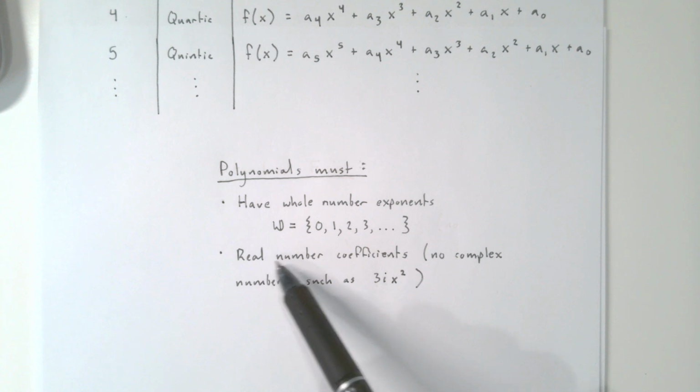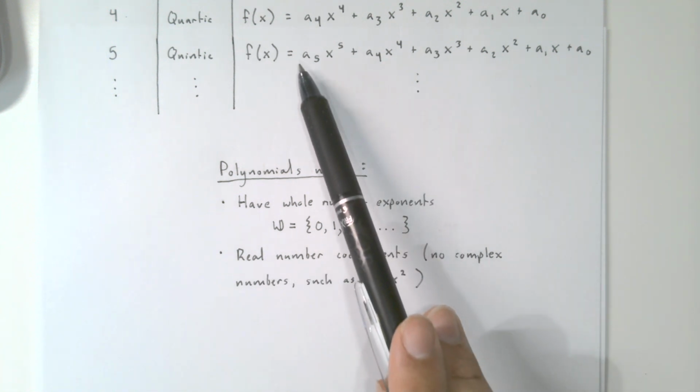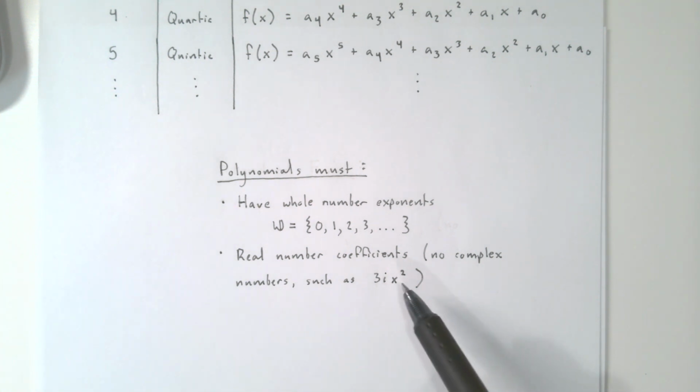And they must have real number coefficients. So we can't have any complex numbers for our coefficients here. You can't have something like 3i x squared. This I makes it not a polynomial, at least for our purposes. So now we're ready to look at the assignment.